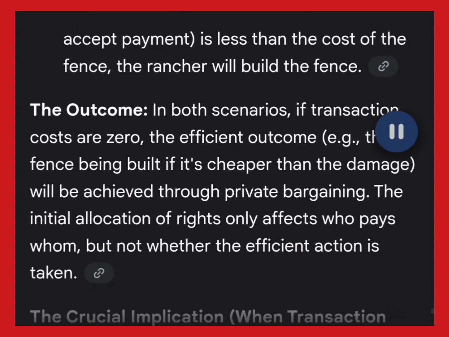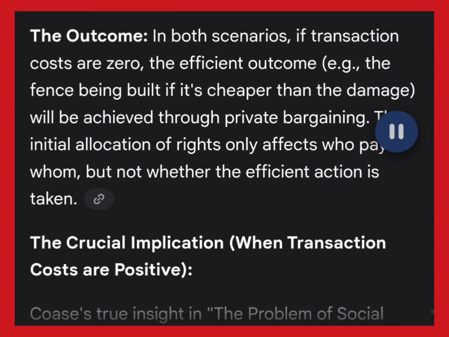The outcome: in both scenarios, if transaction costs are zero, the efficient outcome, e.g., the fence being built if it's cheaper than the damage, will be achieved through private bargaining. The initial allocation of rights only affects who pays whom, but not whether the efficient action is taken. The crucial implication: when transaction costs are positive.